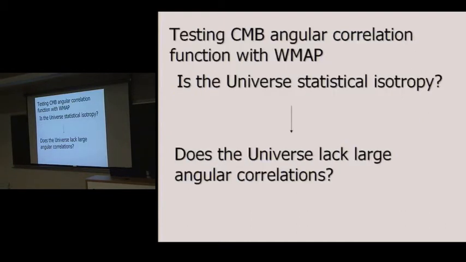Okay, so for the first part, for WMAP, people have been discussing very openly the CMB angular correlation functions. For those of you who are not really working in this field, I'll quickly catch up on the basic equations in these angular correlation function problems. This question actually links to the problem of asking whether the universe is statistically isotropic. So does the universe really lack large angular correlation? These two things link together.